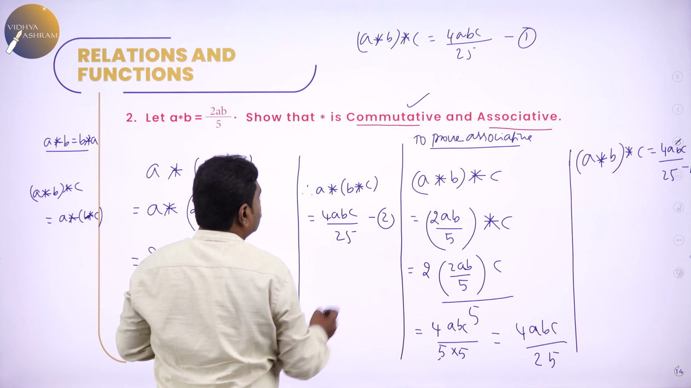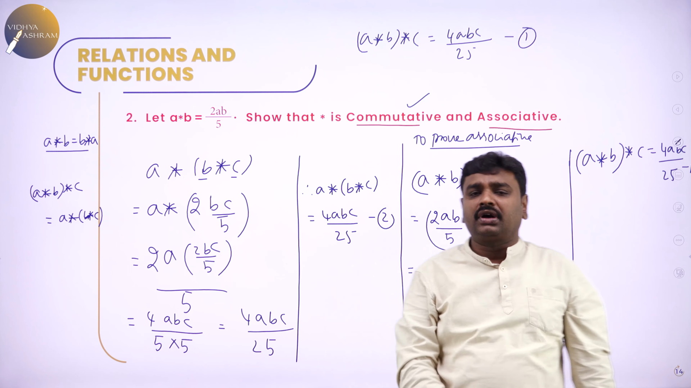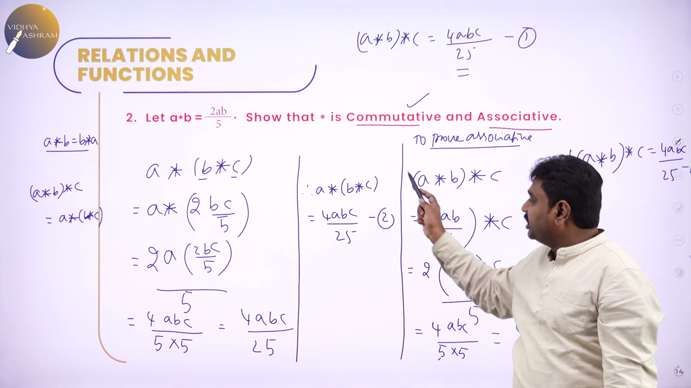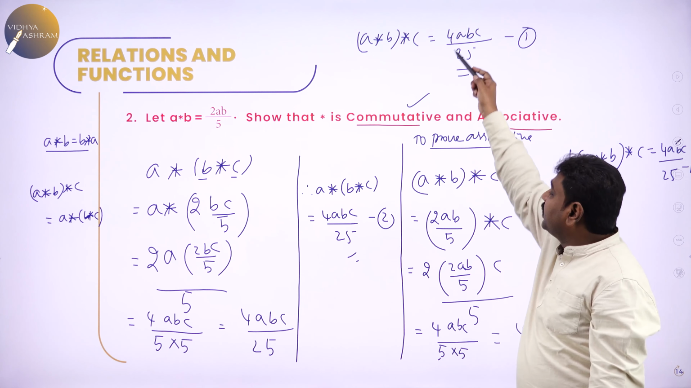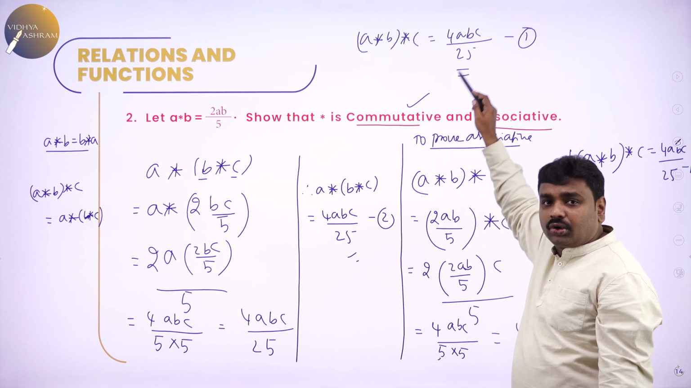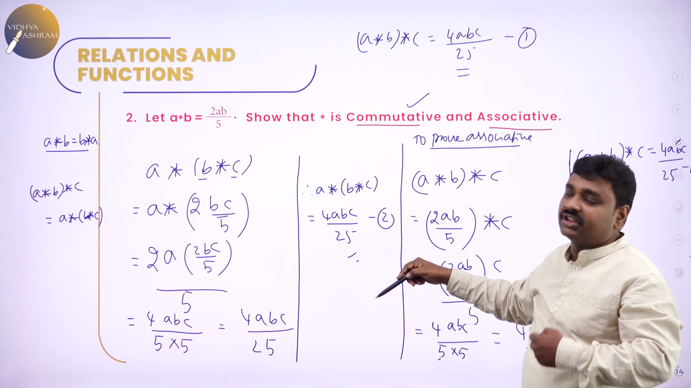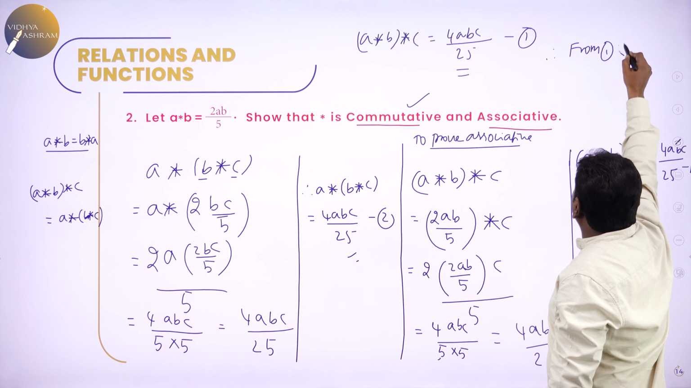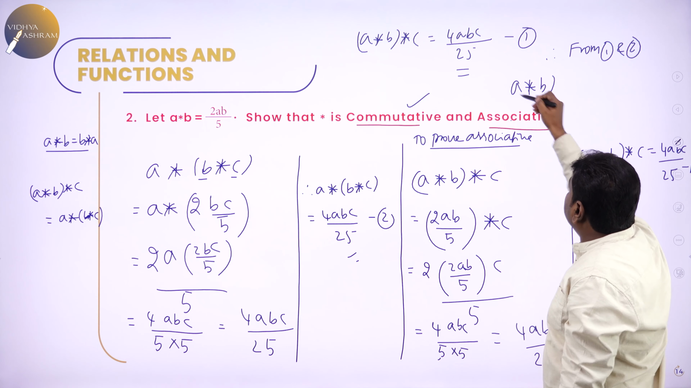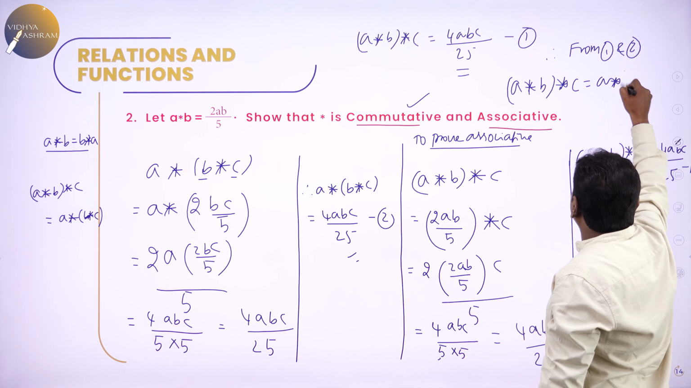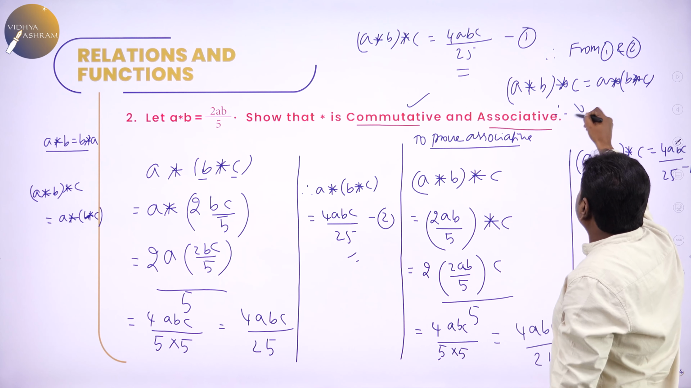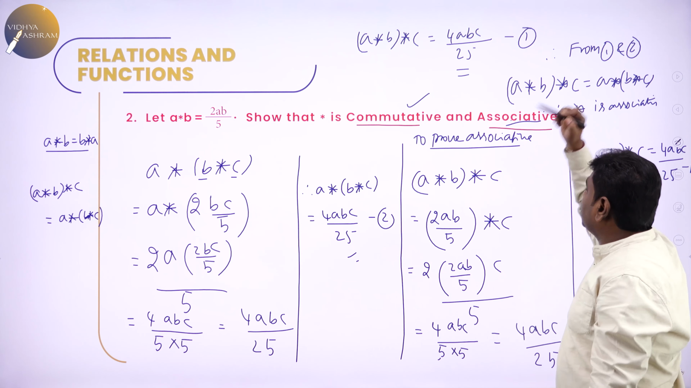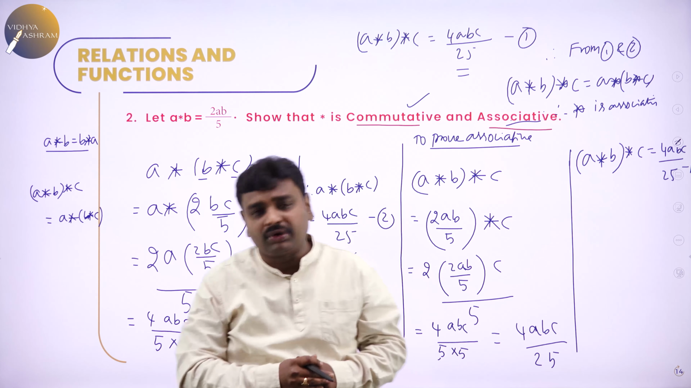Call it as equation 2. Now observe equation 1 and equation 2. What is equation 1? A star B star C. What is RHS? 4ABC by 25. What is equation 2? A star B star C. That is also 4ABC by 25. From equation 1 and 2 RHS is same. 4ABC by 25, 4ABC by 25. Therefore, you can equate LHS. So, the final conclusion from equation 1 and 2, I can say A star B star C is same as A star B star C. Therefore, star is associative. I hope all of you understood how to prove associative.